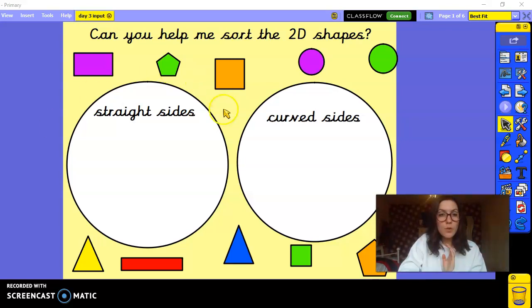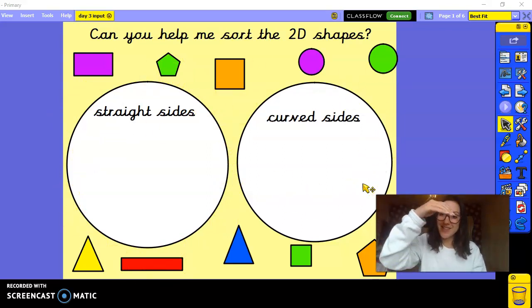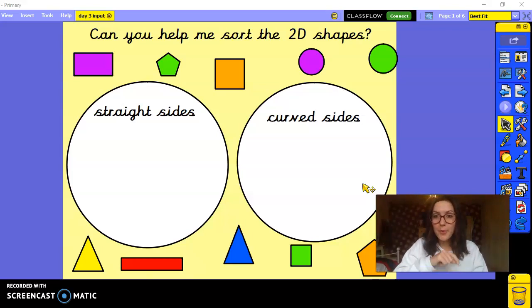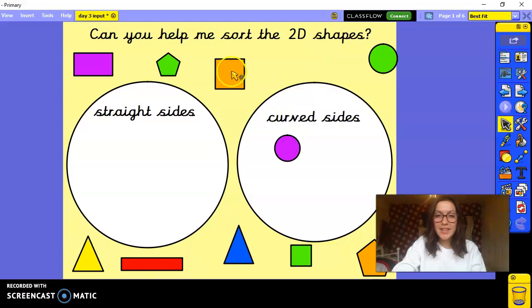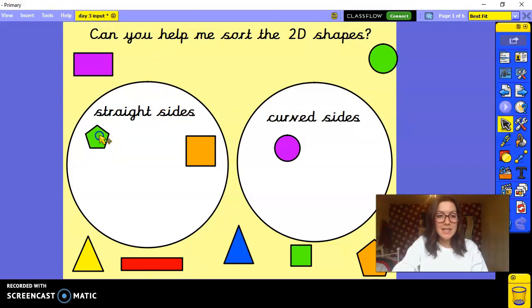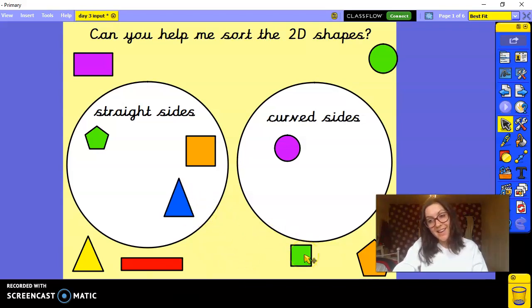So I have got my circle here which says straight sides, and my circle here which says curved sides. So here we go. I'm going to hover on a shape and I wonder if you can say straight or curved. Brilliant job. Brilliant. Well done. A square has 4 straight sides. Yes, this pentagon has 5 straight sides. 1, 2, 3, 4, 5. What about this shape here? Straight. This triangle has 3 straight sides. A square has 4 straight sides.